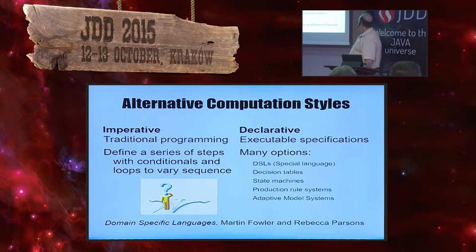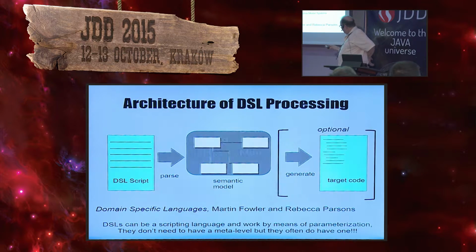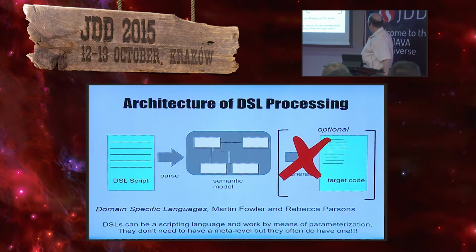And in fact, Martin Fowler and Rebecca Parsons have written a book about this recently, and what they focus on most in their book is this DSL script that you parse with a semantic model, and ultimately you might even generate your Java code from this, though that's not necessary. That's very optional. In fact, a lot of times your DSL can be something where the Java code itself is just interpreting those types of rules. So that's part of your architecture. It becomes, in a sense, a higher level meta architecture.